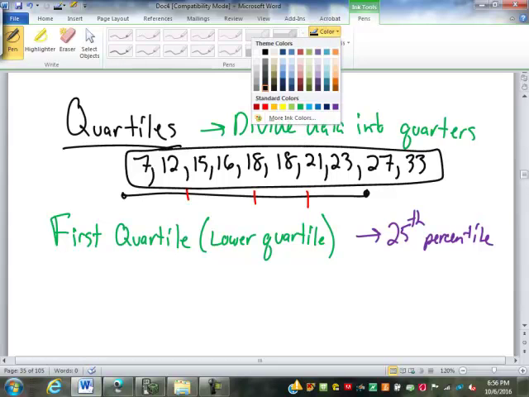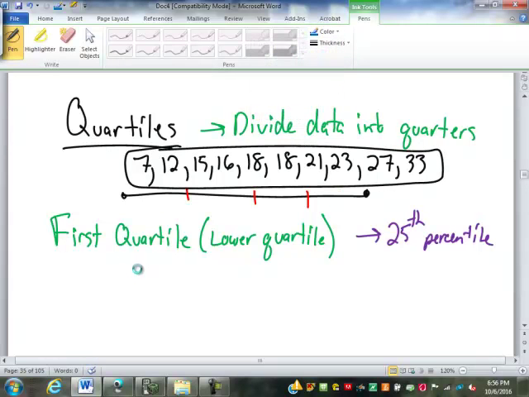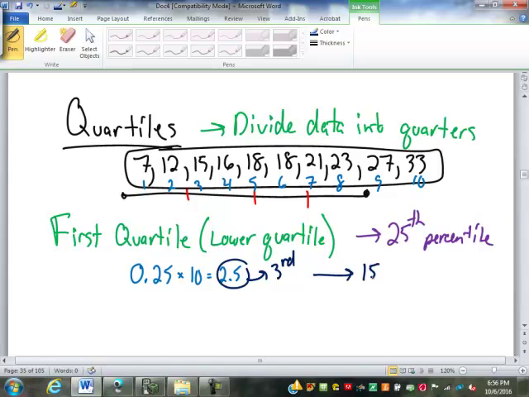Well, how do we find its location? The 25th percentile is 0.25, right? Times n, I've got to find n for this set of numbers. 1, 2, 3, 4, 5, 6, 7, 8, 9, 10. So 0.25 times what? 10, which gives us 2.5, which means the location is the third number, which is 15. The first quartile is 15 for this set of data.